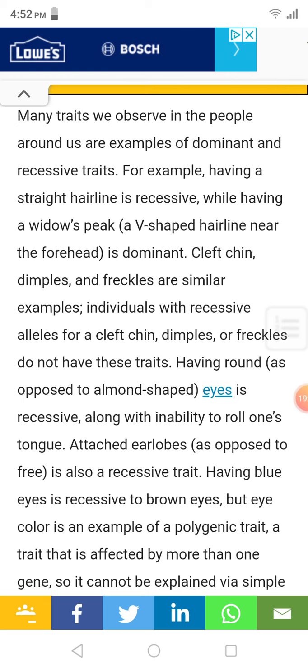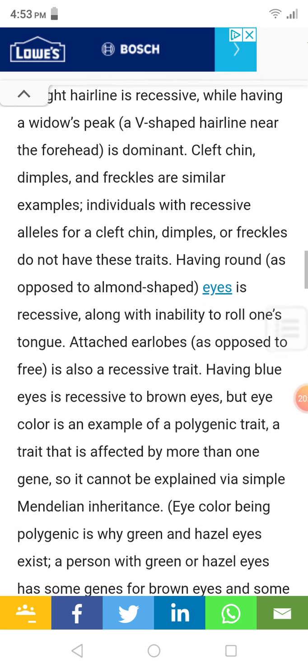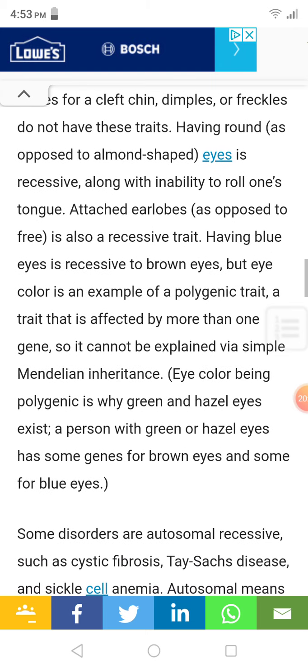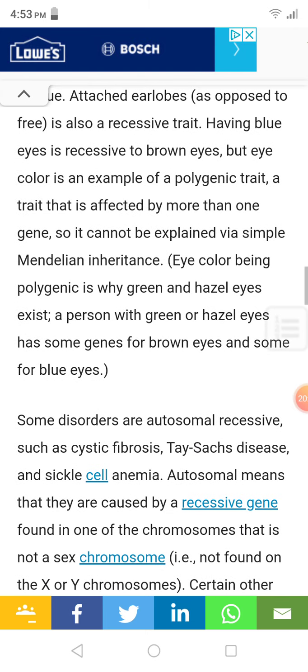So now we are in the human recessive trait stuff, and they made some notation on some dominant stuff to confirm what is dominant and then what is recessive. And some of this we already looked at on the other site. So I wanted to scroll down a little bit further. Okay, having blue eyes is recessive to brown eyes.